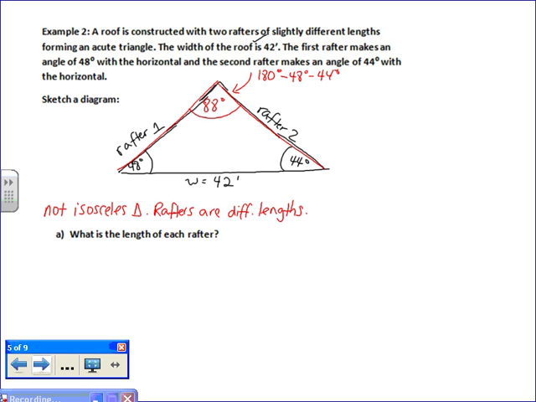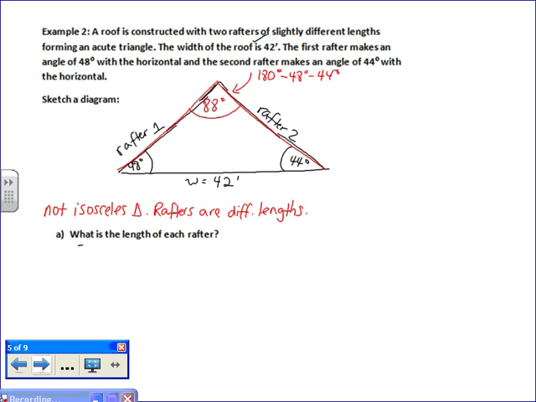Now I see that I have an angle of 88 degrees, and I also have the side length opposite from that angle. W is equal to 42 feet. So I have a ratio that I could use, and I have two other angles, so I could use sine law to solve for rafter 1 or rafter 2. Let's write that down. Step 1: what is the length of each rafter?